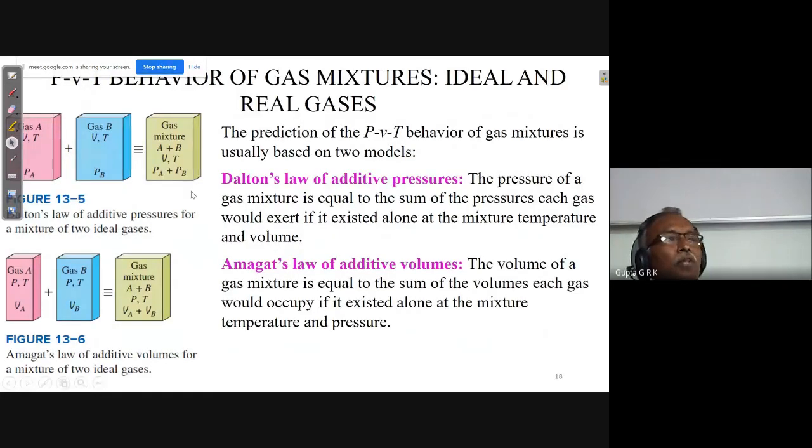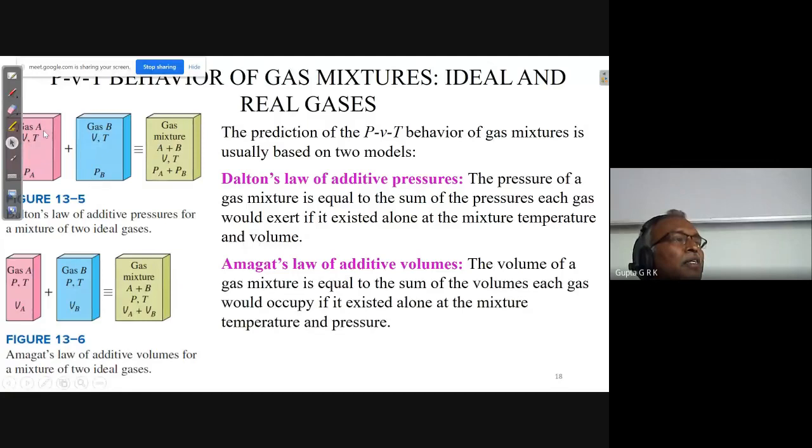And now coming to the PVT behavior, there are two main laws. The prediction of PVT behavior of gas mixtures is usually based on two models. One is Dalton's law of additive pressures and the other is Amagat's law of additive volumes. You might have come across Dalton's law. I don't know whether you know about Amagat's law. It is the same thing.